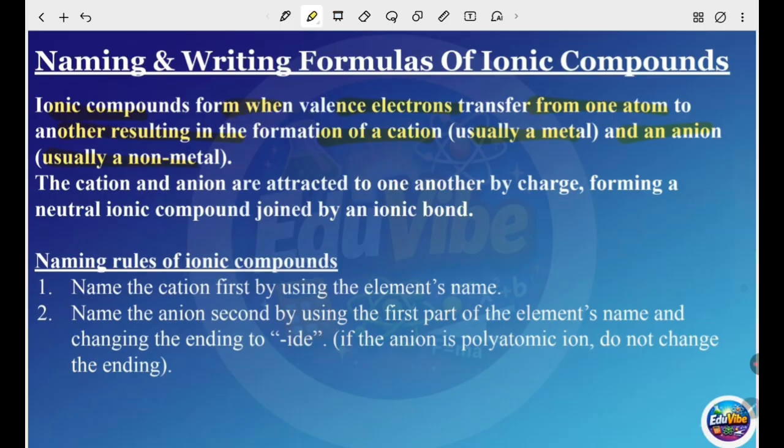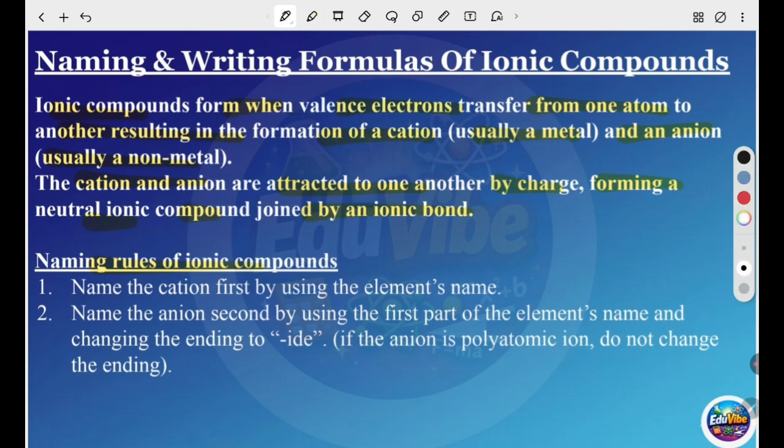And the cation and anion are attached to one another by charge. They have to be connected by charge, forming a neutral ionic compound joined by the ionic bond. So we learn the naming rules. How do we name a particular chemical? How can you name it in the particular chemical form?